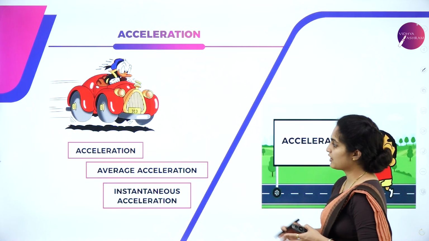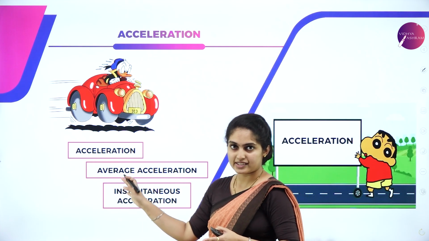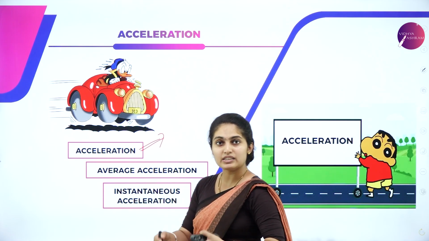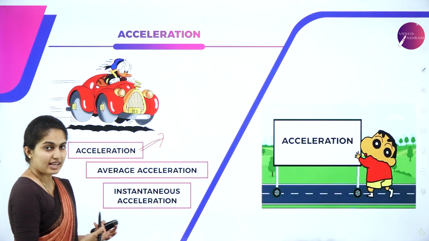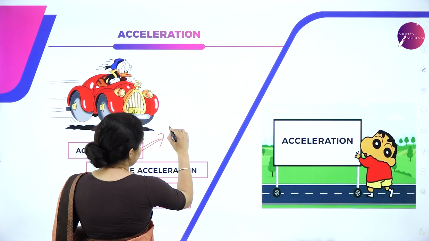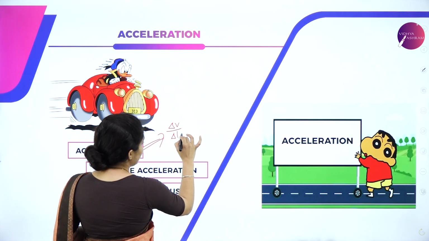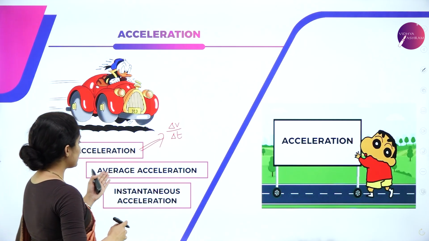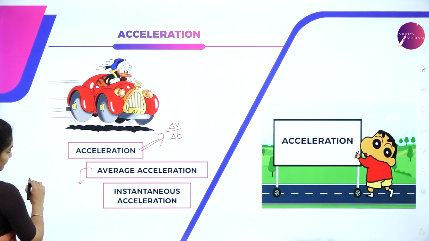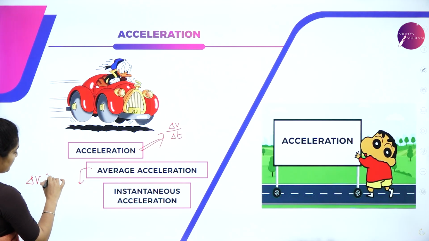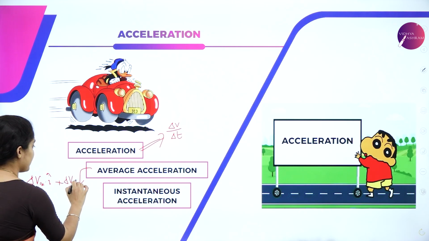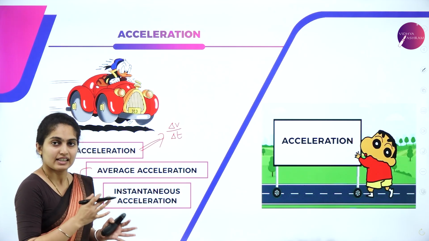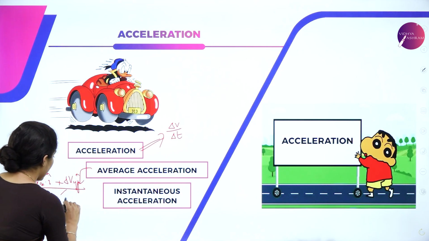Next is acceleration. We have acceleration, average acceleration, and instantaneous acceleration. Acceleration is nothing but your speed varying for each interval of time. Acceleration is the change in velocity with respect to time taken, wherein velocity was displacement by time taken. For average acceleration, you have delta Vx i cap plus delta Vy j cap, one with respect to the x-axis and one with respect to the y-axis, due to resolution of vectors, divided by delta t.